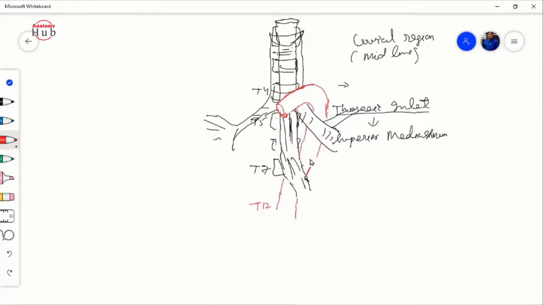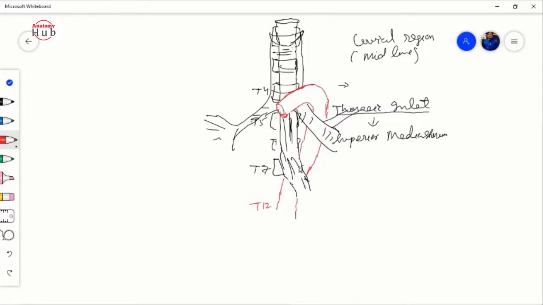Okay, but after the T7 level, the descending thoracic aorta goes posterior to the esophagus, and the esophagus crosses the descending thoracic aorta, but it remains anterior to this aorta. Okay.